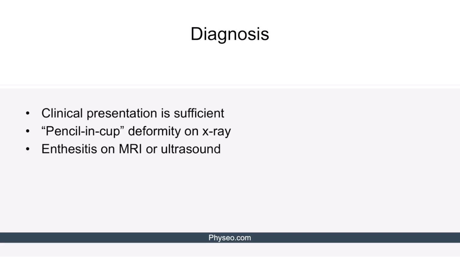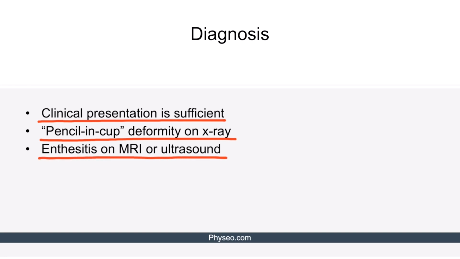Now, the diagnosis of psoriatic arthritis can be made based on the clinical presentation just described. Were you to perform an X-ray, you may see a pencil-in-cup deformity, which we'll illustrate with other common X-ray findings on the next slide. Finally, enthesitis is a clinical finding that can be appreciated on MRI, as shown on our prior slide. Or you can see it on ultrasound. And recall that this finding is not only seen in psoriatic arthritis, but also in ankylosing spondylitis, inflammatory bowel disease, and reactive arthritis. Again, all of these seronegative conditions.